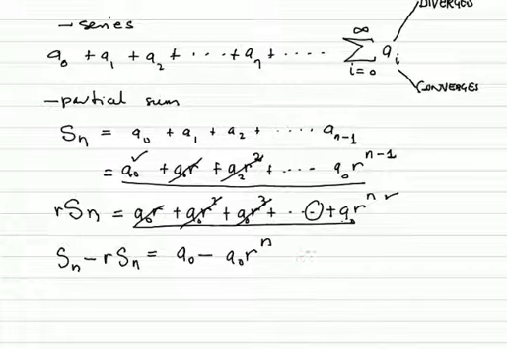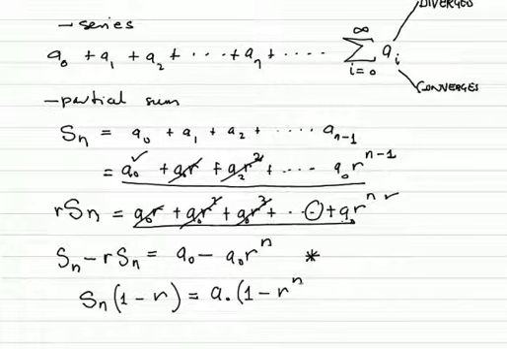Now this expression is very important because it's going to make us arrive at the expression for the partial sum. On both sides of this equation, our formula, we've got a common factor. In this case here is a0, which is the first term of the geometric series, and the other side is Sn, which is the partial sum. So we can say Sn in brackets 1 minus r, and the other side a0 in brackets 1 minus r to the power n.